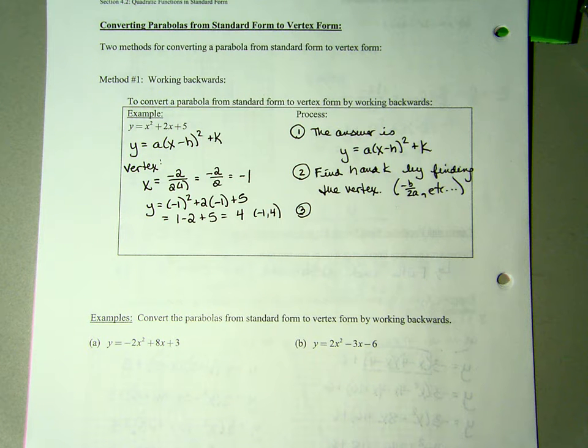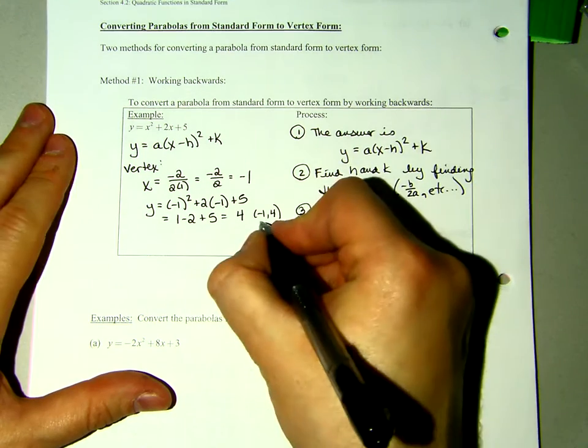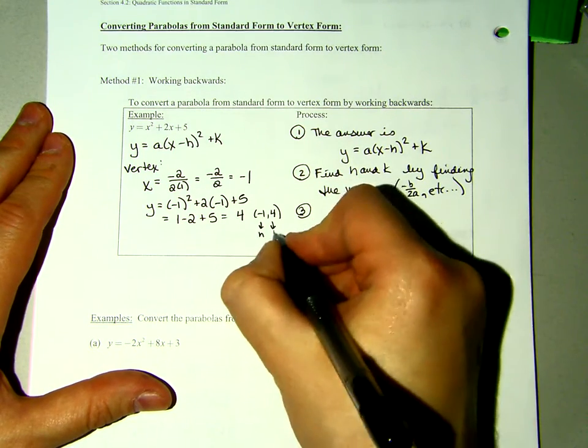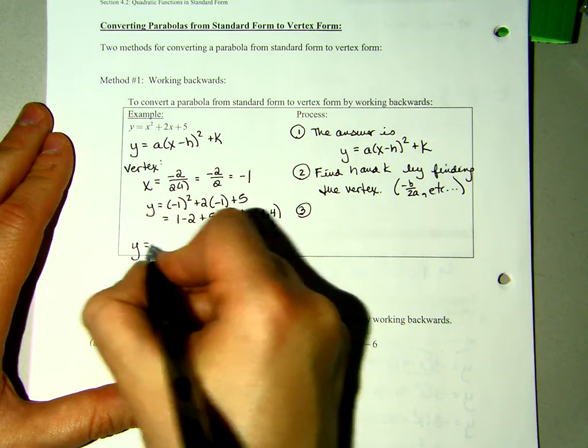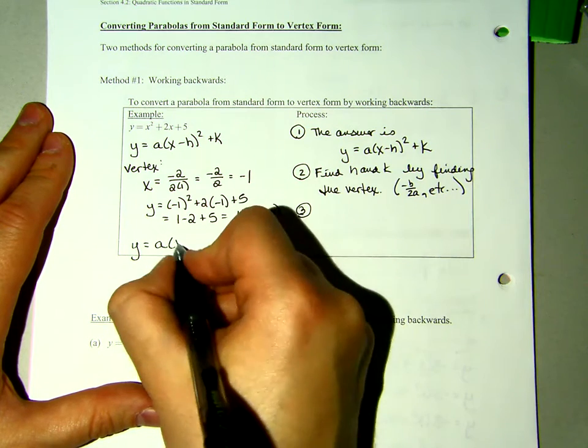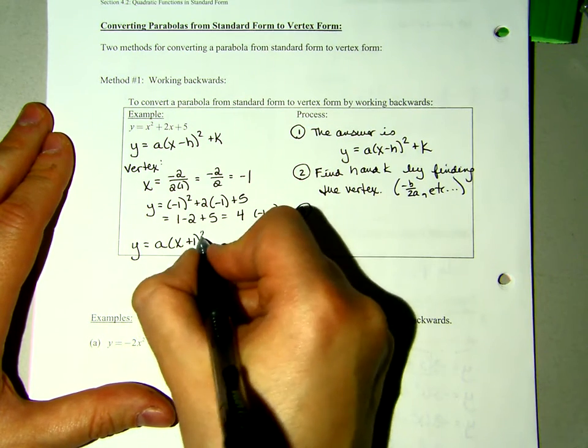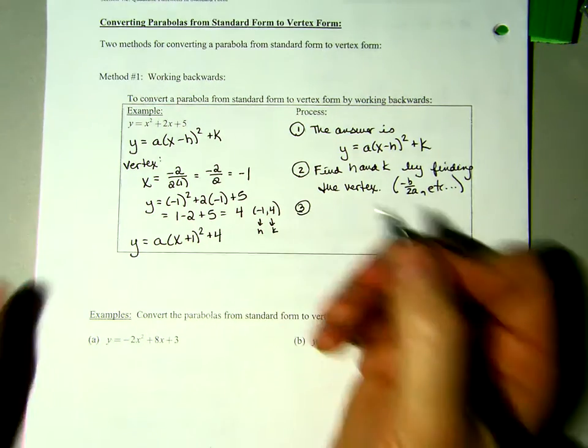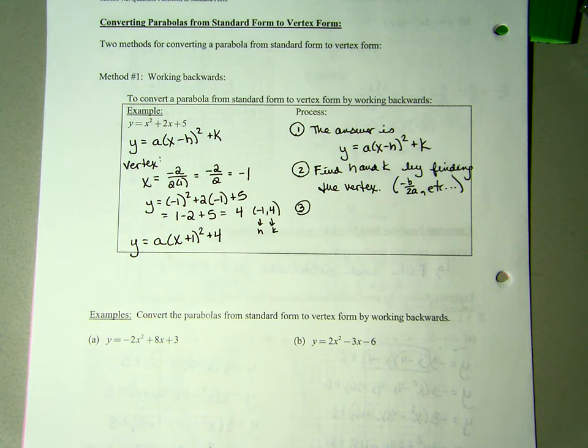Negative 1, 4, I believe. Negative 1, that's my h. 4, that's my k. So my parabola should be y equals a times x plus 1 squared plus 4. And I'm almost there. I just have to find the a value.